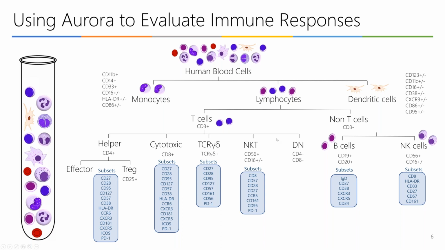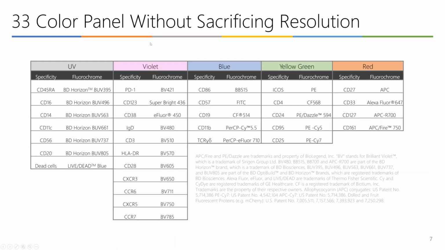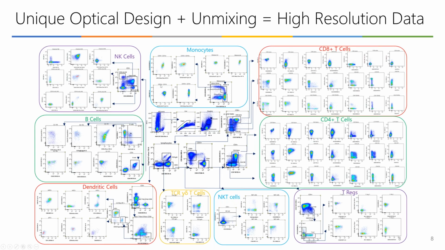An important thing is that it's not just putting fluorochromes together, it's making sure that when you do that, you don't sacrifice resolution. For this panel, we identified 33 dyes that are all unique, with a mixture of brightness assigned based on antigen density and co-expression, with a manageable spread between fluorochromes, but especially making sure that all your populations have great resolution.